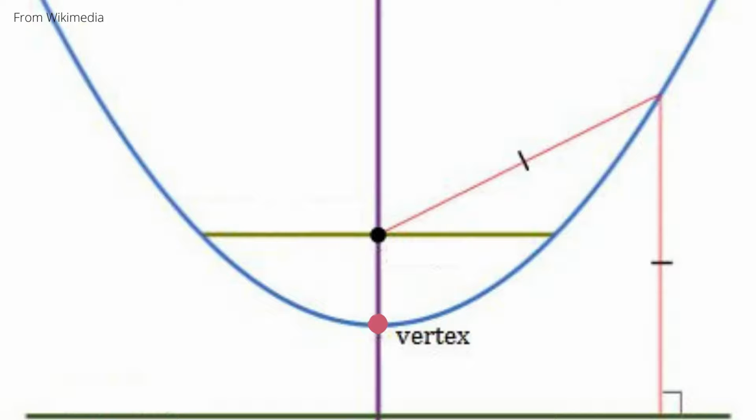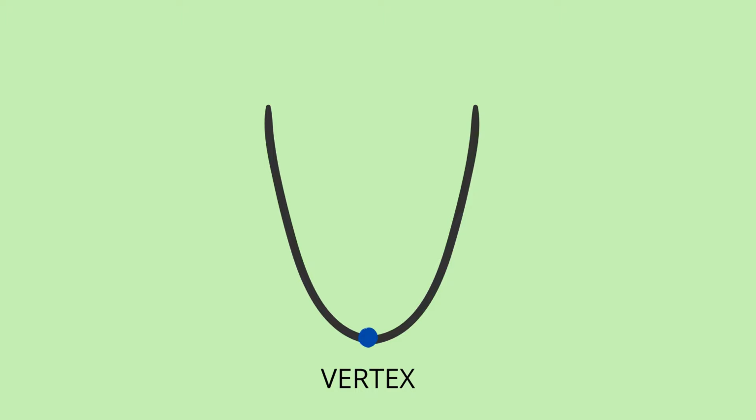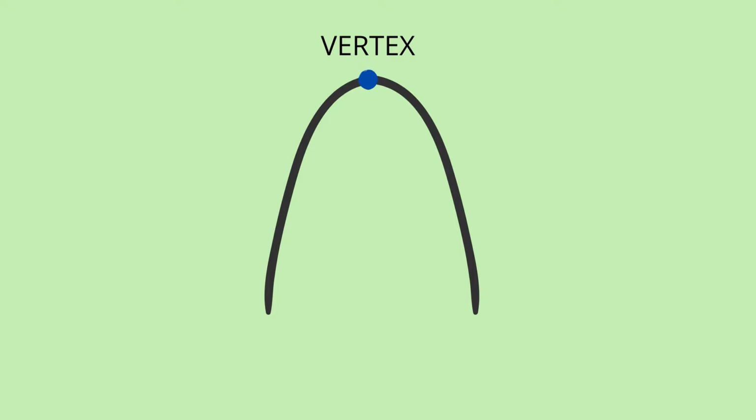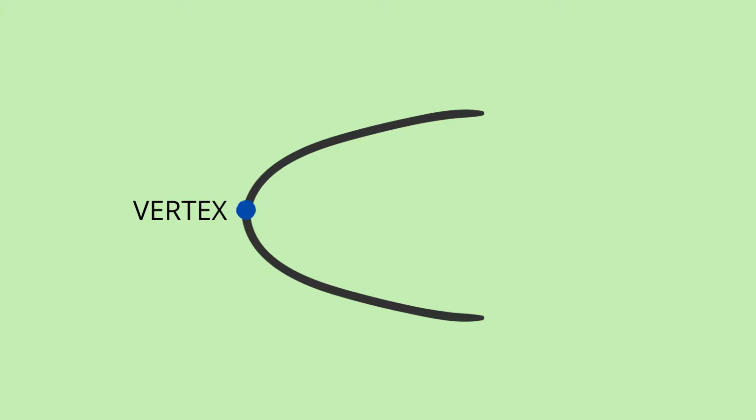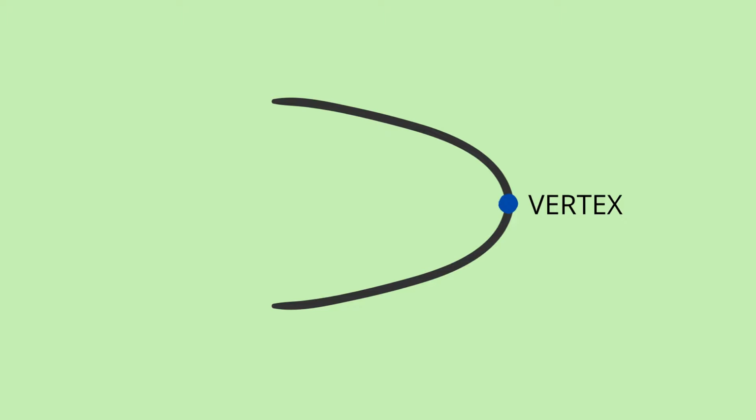First is the vertex. It is the extreme point of a parabola, meaning it is the lowest point when the parabola opens upward, the highest point when the parabola opens downward, leftmost when the parabola opens to the right, and rightmost when the parabola is opening to the left.